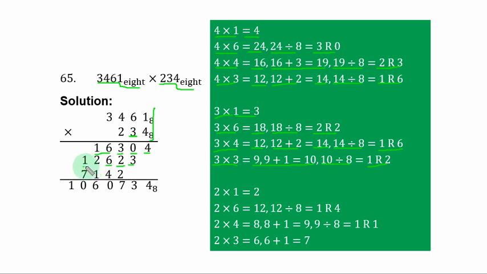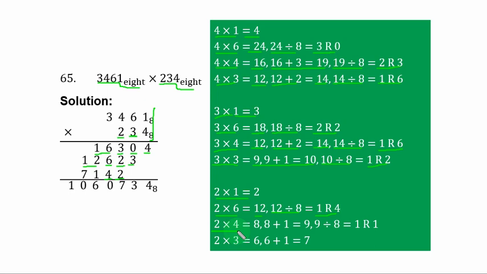You write it down. You take the last digit 2, and you have 2 times 1 equal to 2. 2 is a digit in base 8. You write it down. 2 times 6 is 12. 12 is not a digit. Divide 12 by 8. You have 1 remainder 4. You write down 4, and you take 1 forward.